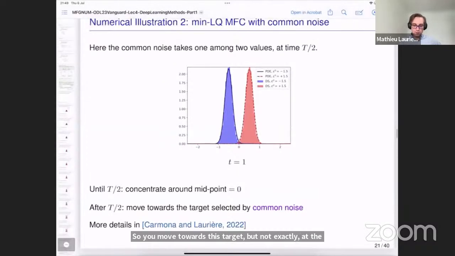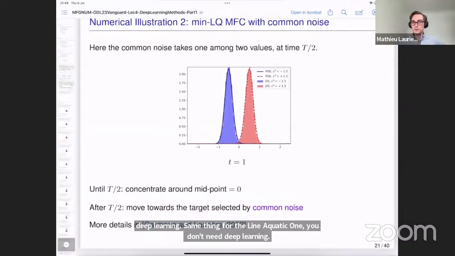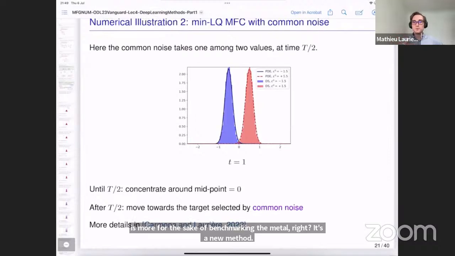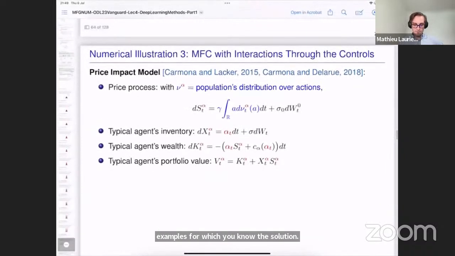Okay, and we see that throughout the simulation, the solution obtained by PDE, so finite differences, and the solution obtained by this deep learning method match pretty well. So for this example, you don't really need deep learning. Same thing for the linear quadratic one, you don't need deep learning. This is more for the sake of benchmarking the method, right? It's a new method, you want to know if it works, then you should use examples for which you know the solution, just to convince yourself.